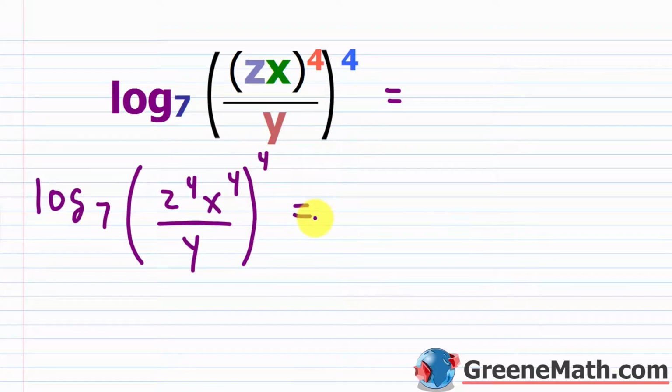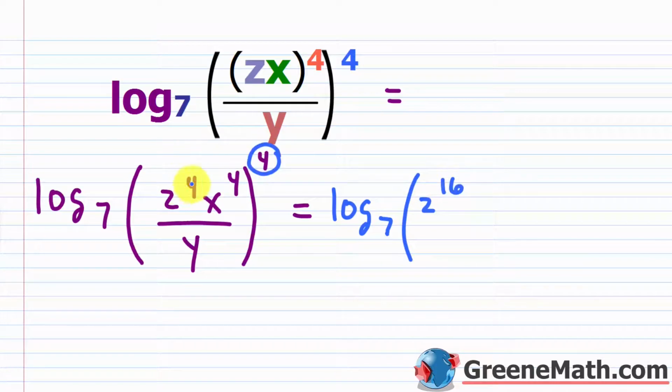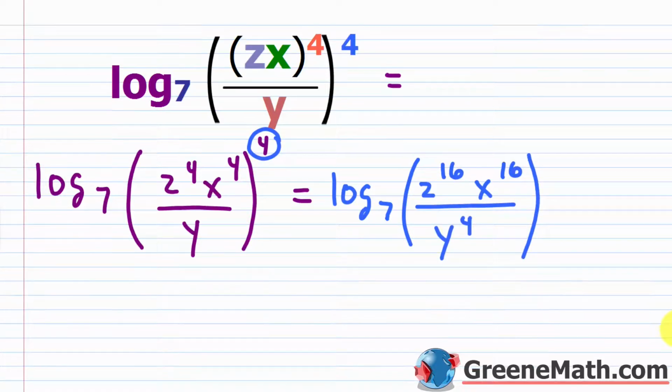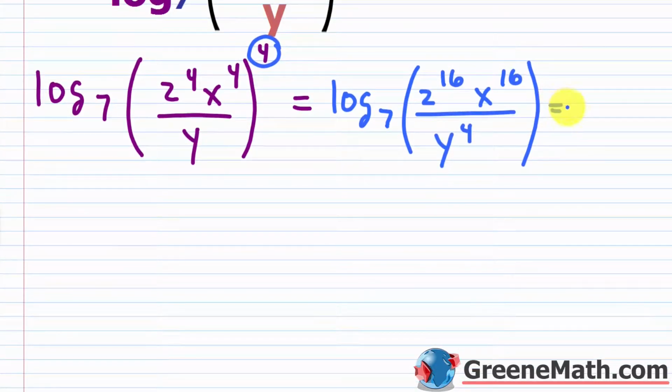At this point, I'm going to apply the exponent here, this 4, to everything. So I would have log base 7 of z to the 16th power, right? You just multiply exponents here, z stays the same. Then x to the 16th power, same thing, multiply exponents, x stays the same. This is over y to the 4th power. Once it's in this format, it's pretty simple overall. And let me just put equals here.